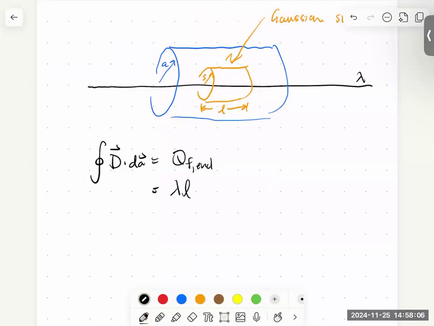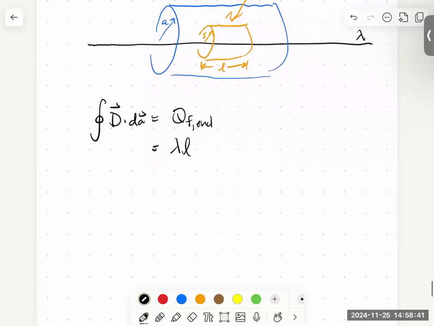Before we move on, I could have chosen my Gaussian surface to have some radius S that was bigger than A. If I did that, I would still say that my free charge is still lambda times L. Nothing changes. Maybe there's bound charge on the surface of this rubber cylinder, but there's nothing in here that explicitly depends on that bound charge. So whether I'm inside or outside the rubber, I have exactly the same thing for this free charge.